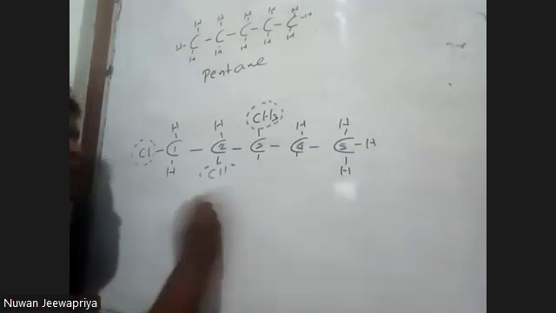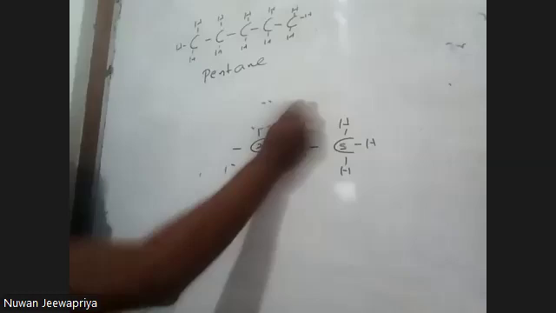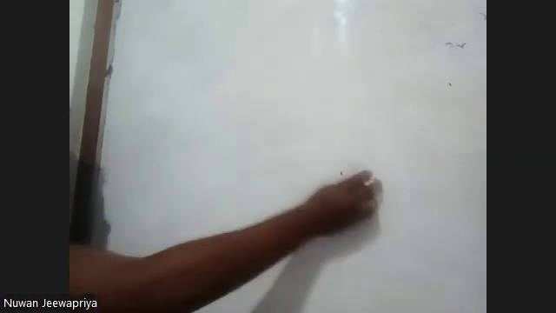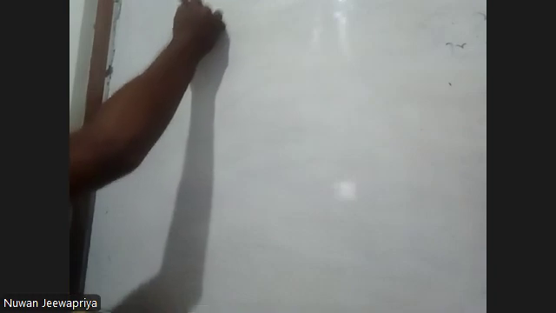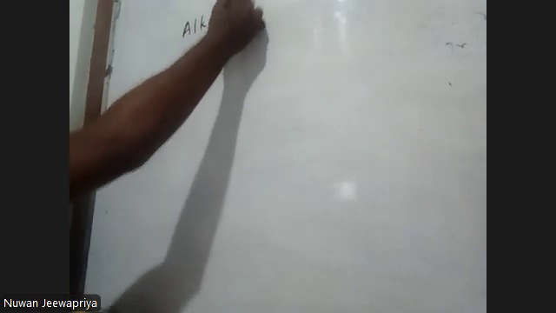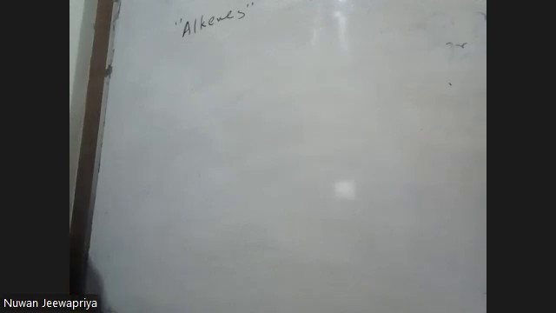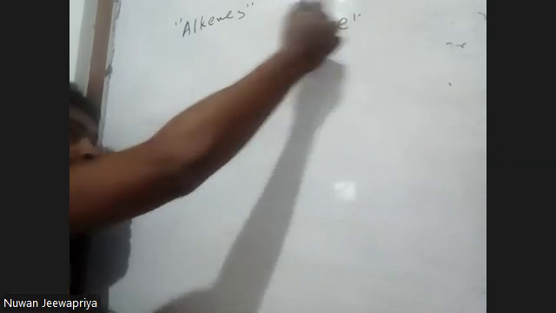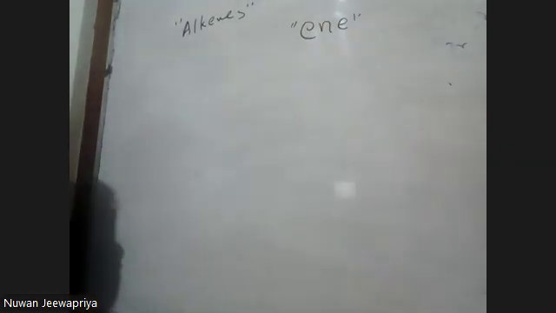Now I will go to naming of these alkenes. Alkenes also are named in the same manner, but their name ends with the "-ene" suffix. You learned that last week. They finish their name with the "-ene".